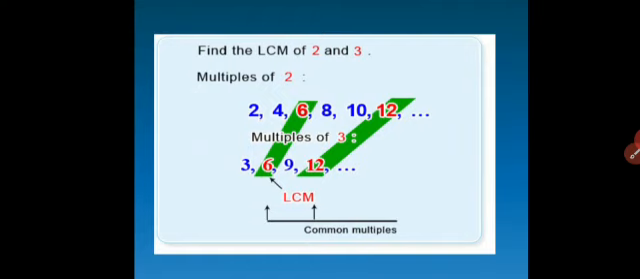Find the LCM of 2 and 3. So we are writing the multiples of 2 and 3, and after that the common multiples we are highlighting, and the least common multiple will become the LCM.